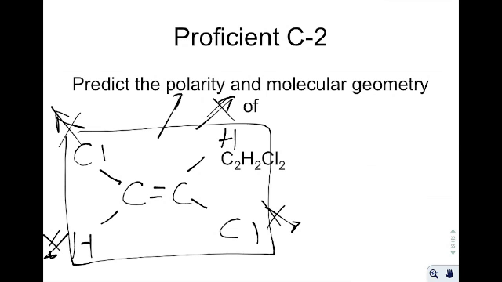Okay, this is actually called trans. Whenever it's opposed like that, it's called trans when the two molecules are on opposite sides. Now the other one that we drew before was called cis. Now you don't need to know that, but you may see these terms later when we talk about cis-trans isomerism.